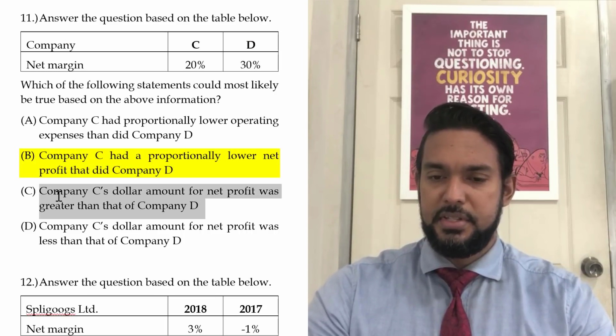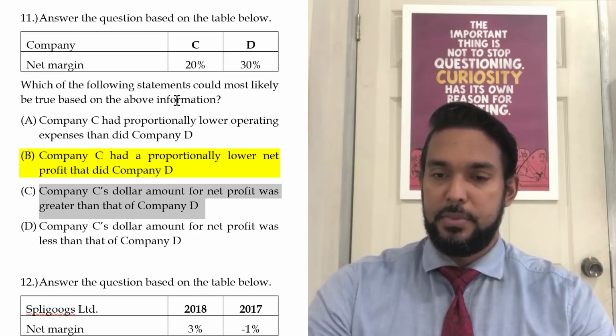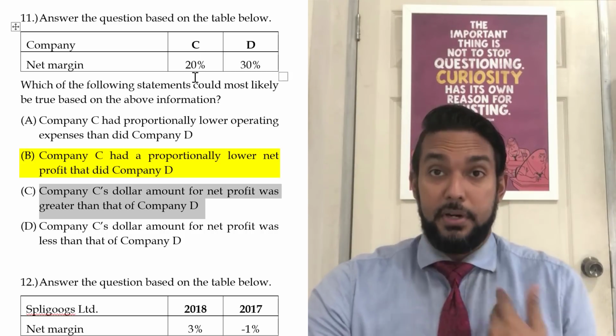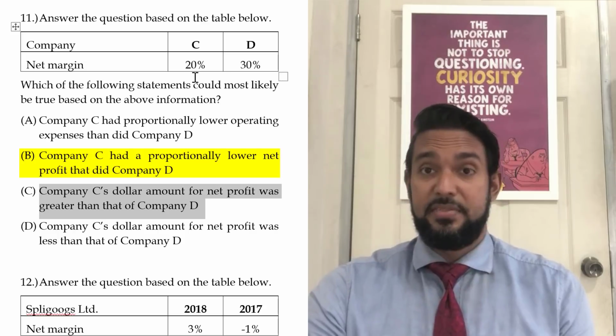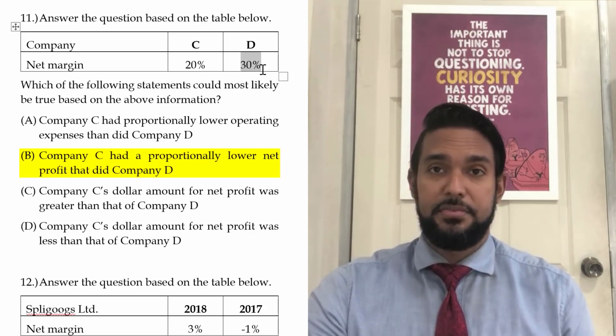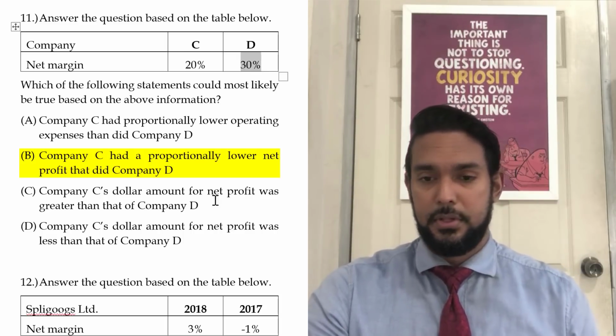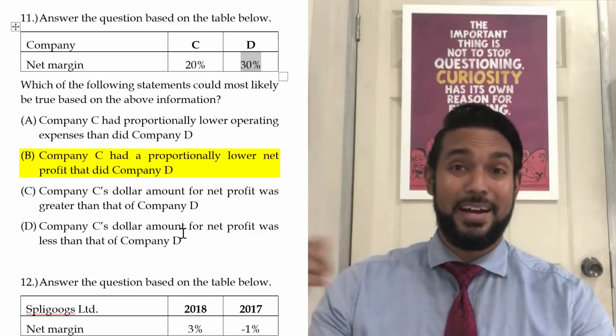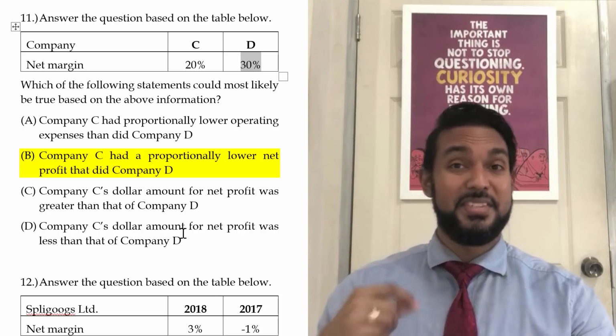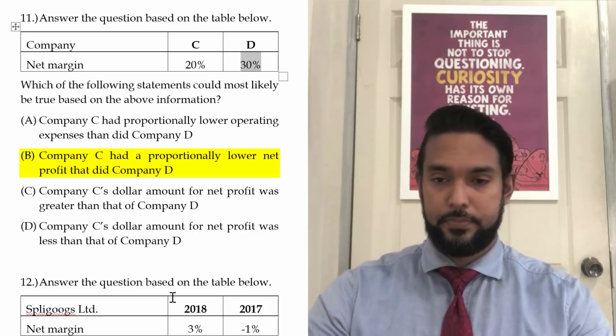Let's see. Company C's dollar amount of net profit was greater. No, we don't know that, because remember, it's 20% of an unknown figure for us right now. It could be 20% of $1 million for company C and 30% of $500 for company D, in which case the dollar figure for company C would be bigger than the dollar figure for company D. So dollar amounts, unless we have the net sales in order to facilitate the calculation, we can't tell.